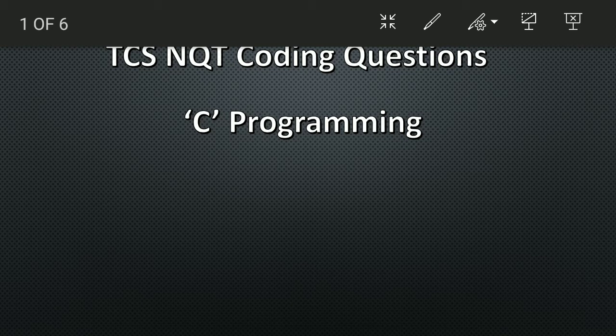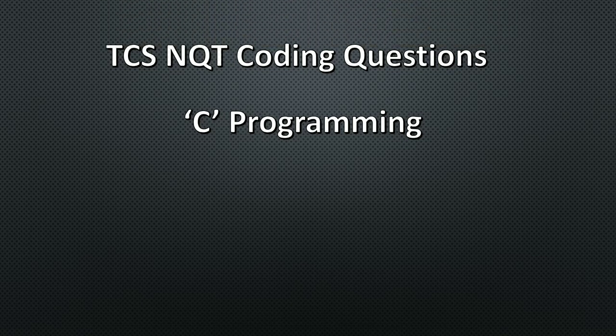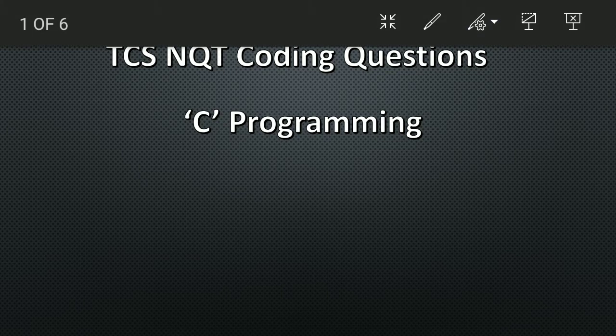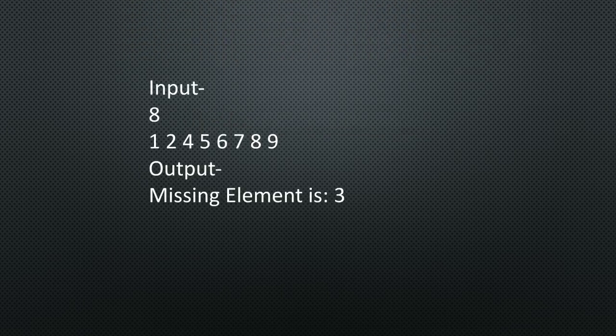And today we will discuss some of the TCS NQT coding questions in the C programming language. So let's begin with our first question. Our first question is to find the missing element from an array, or from a sorted array, or an arrangement in a series.